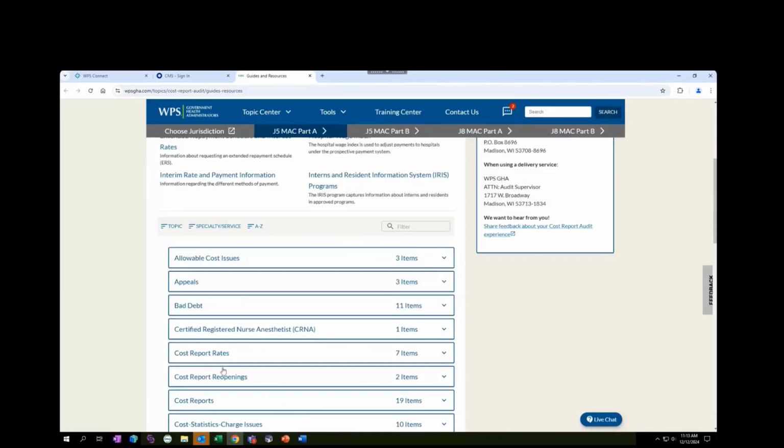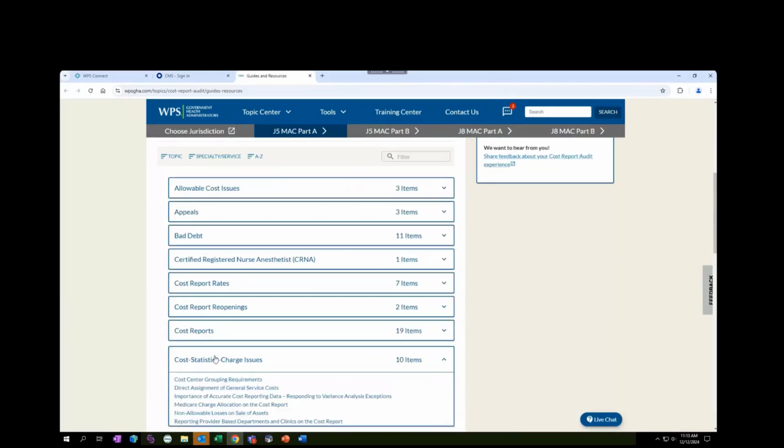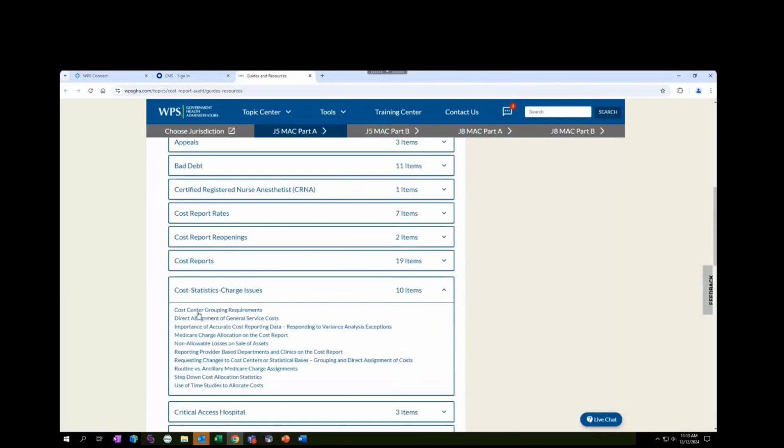And if you go to the cost, statistics, charge issues, you'll see we have the grouping requirements, direct assignment, variance analysis, Medicare charge allocation, the crosswalk. This one doesn't belong here. It needs to be moved. We'll actually talk about that in the capital section. Changes in statistical basis, routine versus ancillary, a lot of different things here. And a lot of them have YouTube videos covering the topic.